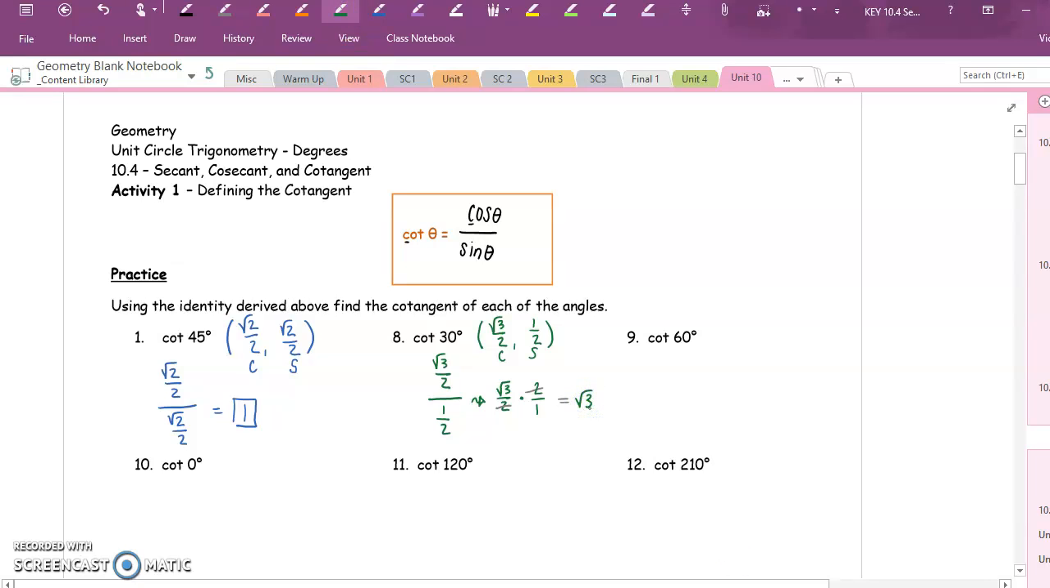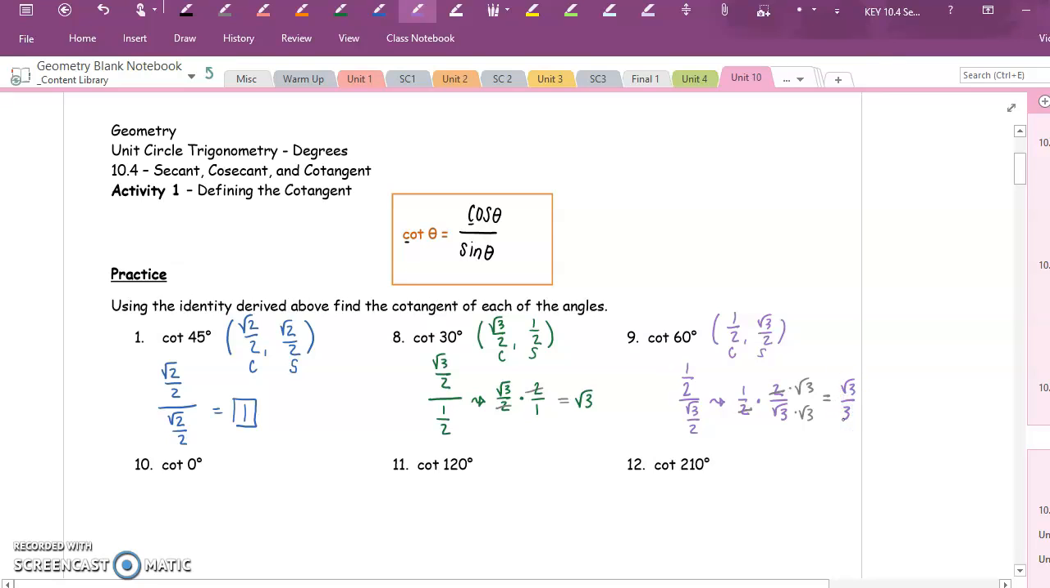For cotangent of 60 degrees, take a look at our left hand, put down our 60-degree fingers. We have 1 over 2, comma, square root 3 over 2. Goes cosine, comma, sine. So we have 1 over 2 divided by root 3 over 2. And we're going to change division into multiplication by keeping the first, flipping the second. The 2's are able to cancel out. However, we cannot leave that root 3 in the denominator. So we multiply the top by root 3 and the bottom by root 3. And we get square root 3 over 3.